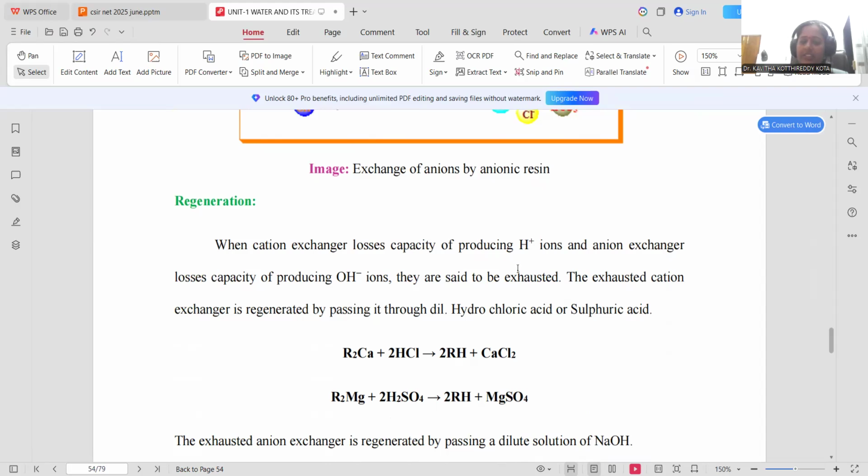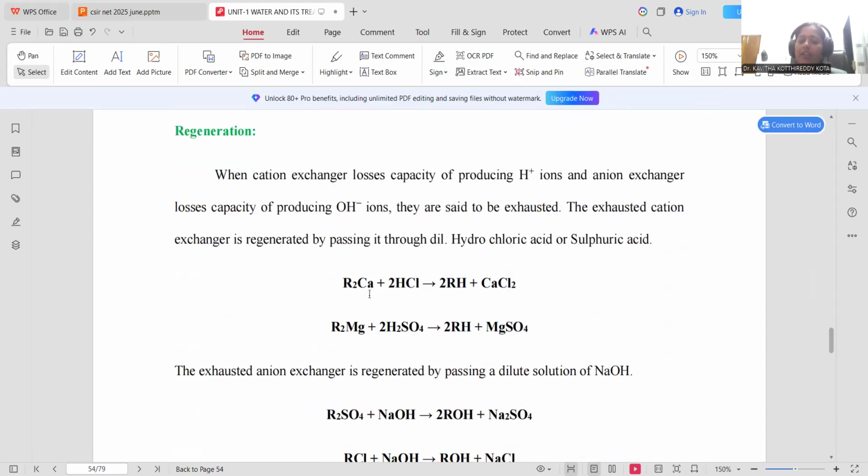The exhausted cation exchanger resin is passed through dilute hydrochloric acid or sulfuric acid. When the resin retained by the calcium and magnesium ions is treated, I am taking hydrochloric acid as a regenerating agent, so that the resin now retains its hydrogen ions over its surface, and the calcium is discarded. As a byproduct, calcium chloride is evolved. If sulfuric acid is used as a regenerating agent, the resin holding magnesium is treated with this sulfuric acid, the resin retains these hydrogens, and magnesium sulfate is released into the water.